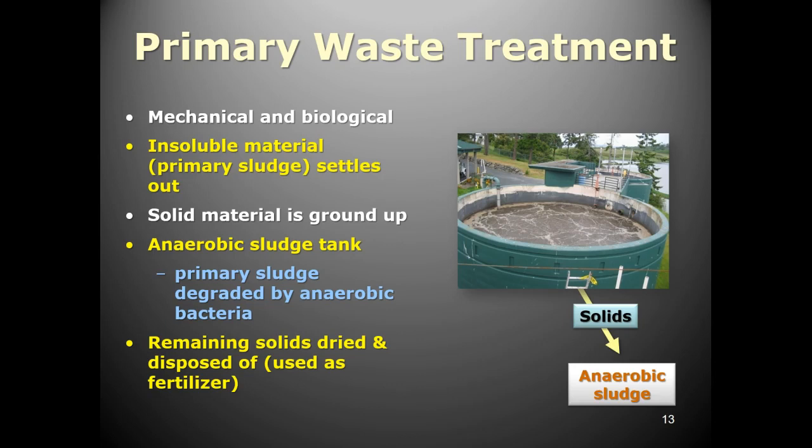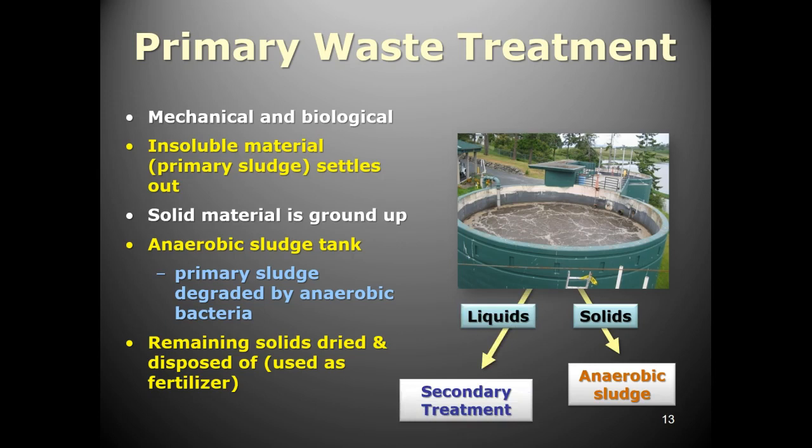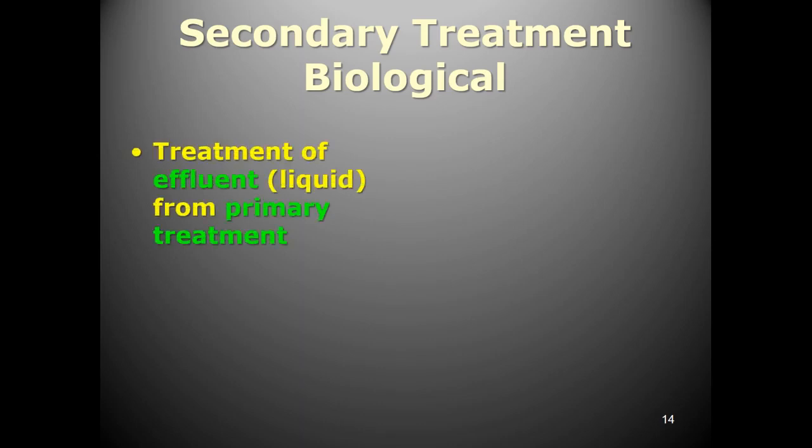They make sure that the pathogen count is very low or next to nothing. Oftentimes they'll compost it where you can use heat to kill some of the microorganisms and stuff, so that when you're using this as fertilizer, you're not dumping pathogens out on the field. The liquids from this primary waste treatment are going to go to the secondary treatment.